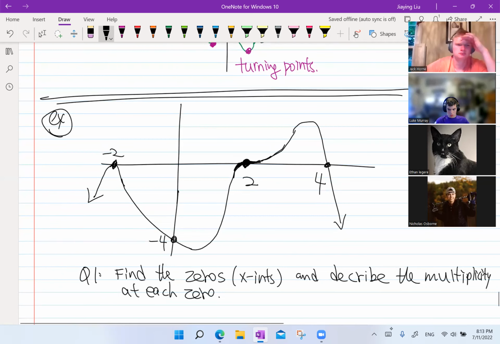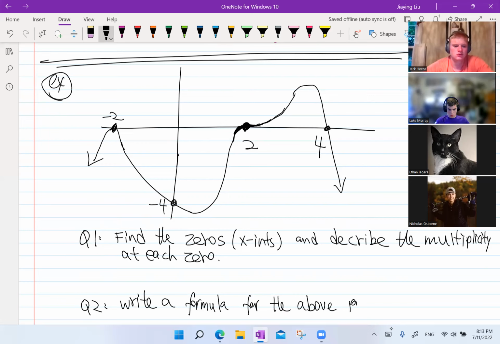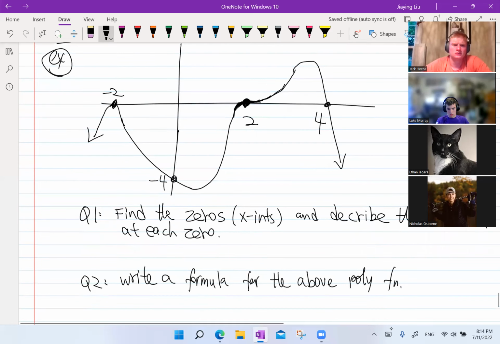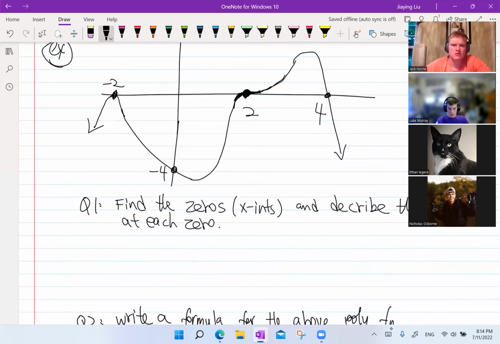The second part, I'm going to give myself a space. So write an equation, a formula for this polynomial function in the graph. So two parts. The first thing is that we look at a graph. We have a lot of points and we know generally what it looks like. So we need to find all the zeros and describe what the multiplicity looks like at each zero. Here we're basically looking for x-intercepts, and then use the shape, how the graph touches those x-intercepts, to describe the multiplicity.